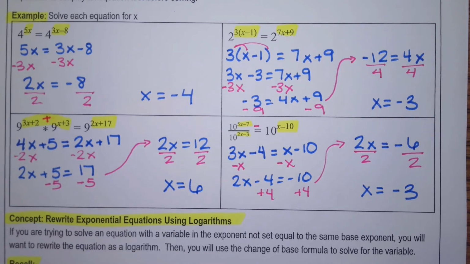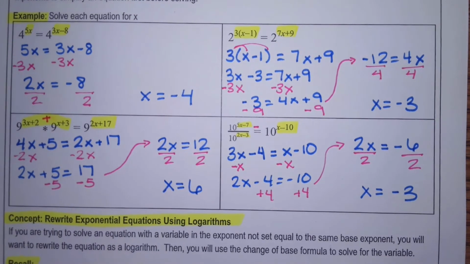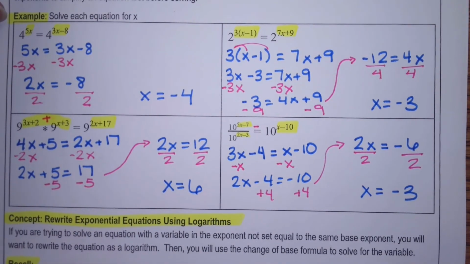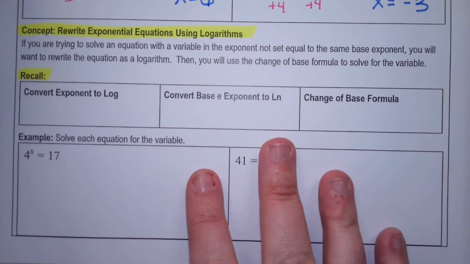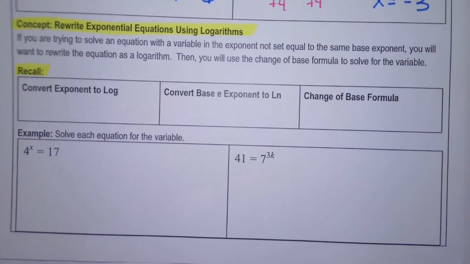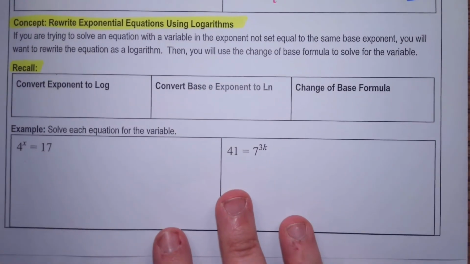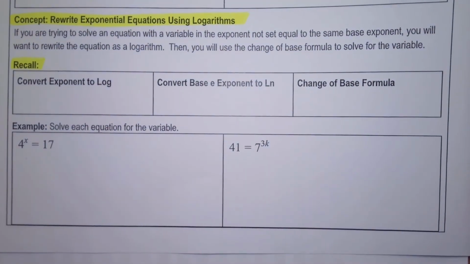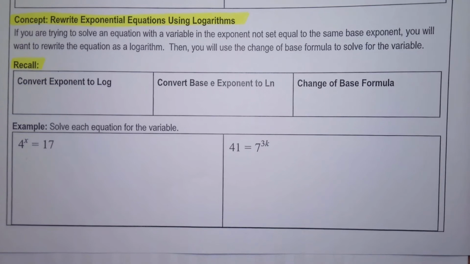Now we're going to look at solving exponentials by rewriting them. So this is when you don't have a common base and you only have exponential on one side. So concept, rewrite exponential equations using logarithms. So if you are trying to solve an equation with a variable in the exponent not set equal to the same base exponent, you will want to rewrite the equation as a logarithm. Then you will use the change of base formula to solve for the variable.